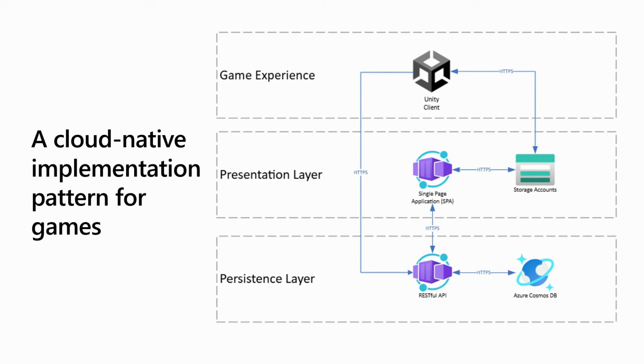And so what we're talking about now is a cloud-native implementation pattern for games. And it's very similar to what we would see in a cloud-native web application. The only difference is that the game experience isn't just a single monolith, it's broken up into 3 pieces. The game experience, the presentation layer, and the persistence layer. The data persistence layer happens via RESTful API. So rather than storing things locally on the machine, on the disk, we are storing that data in the API inside of Azure Cosmos, or it could be something else like Postgres or multiple databases. But the RESTful API creates a common way of interacting with the data.